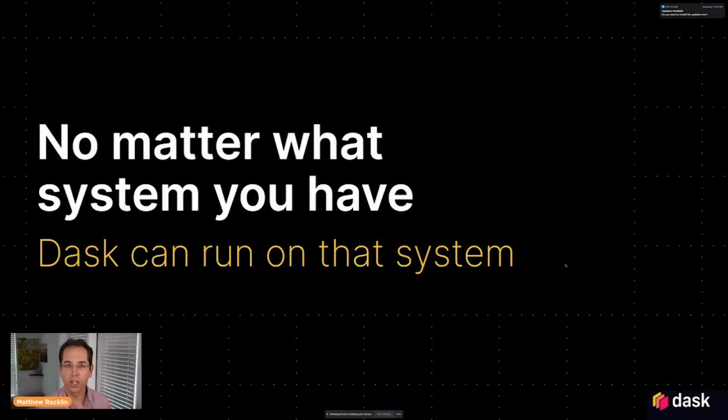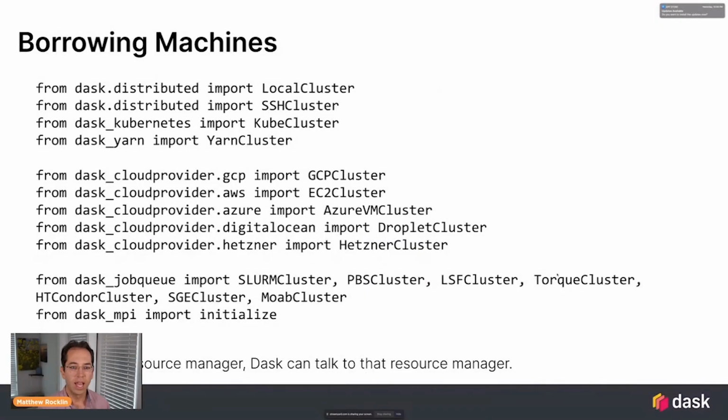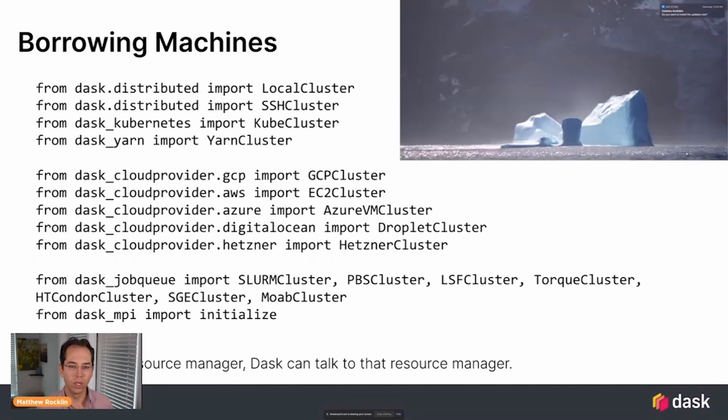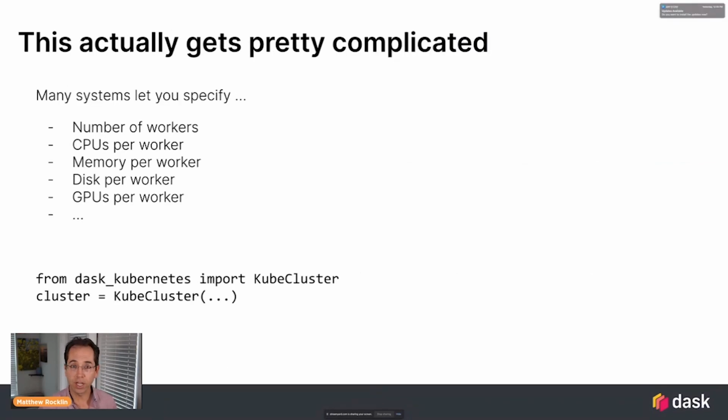No matter what system you have, Dask can run on that system, and that's nice. And Dask runs on lots of systems. Like if you're using DigitalOcean, or if you're in Europe using Hetzner, if you're on MPI, there's a Dask system for you. But this is just the tip of the iceberg, right? Borrowing machines is the easy part of deploying Dask. And even this gets pretty complicated, right?